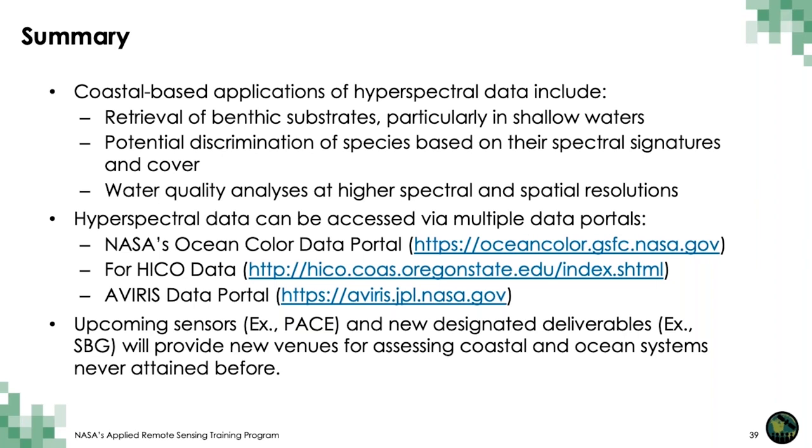Also, we saw through the SACS demonstration how to access hyperspectral data, particularly from the NASA's Ocean Color Web data portal. And here also to remind you the different websites, and also we included here the website for downloading HICO data in particular, or just for general information about HICO, as well as the ARSET data portal from our partners at JPL. Also remember that there are upcoming sensors like PACE and the new designated deliverables such as SVG, which eventually will provide for new venues for assessing coastal and ocean systems never attained before. So stay tuned for those.